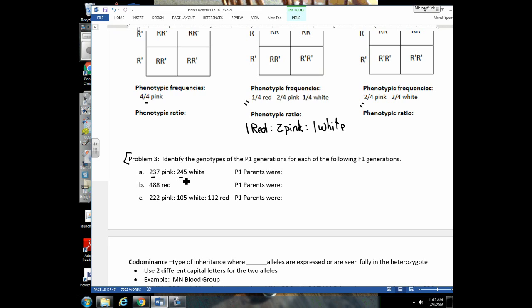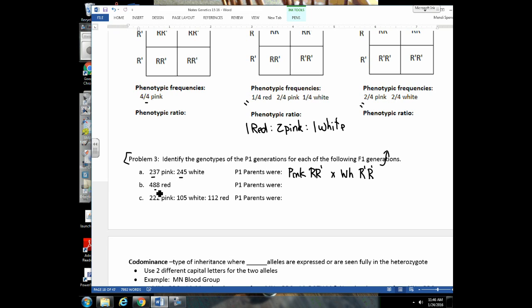So here we have a bunch of offspring, but you should be able to look at these two numbers right here and note that it's a 1-to-1 ratio. And if you've done enough of these problems, then you're going to be able to quickly decipher that we ended up with a pink parent. They were hetero. And when we crossed them with a white parent, that gives us what we see up here, a 1-to-1 ratio between pink and white.